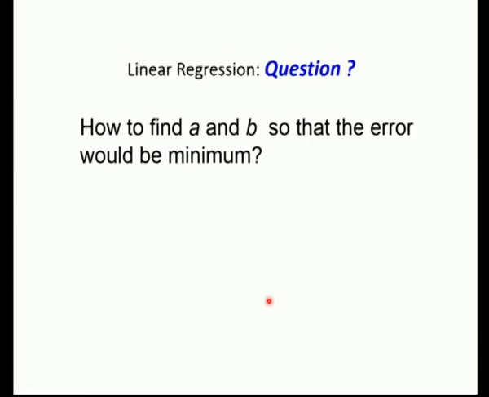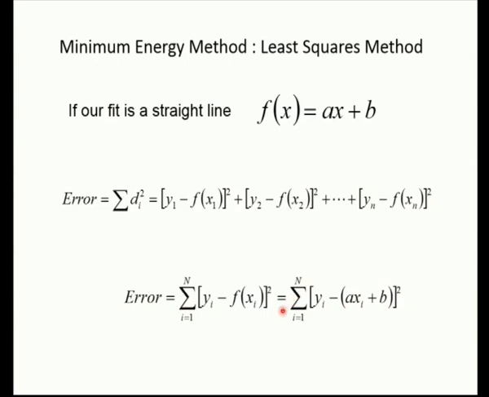So, we will borrow some techniques from several variable calculus. Ultimately, the error function will be, the known values are xi, yi, unknown values are a and b. So, the error function is a two variable function of a and b. So, we have to identify a and b in such a way that this error is minimum. So, you will be borrowing techniques from calculus for the minimization of a two variable function.